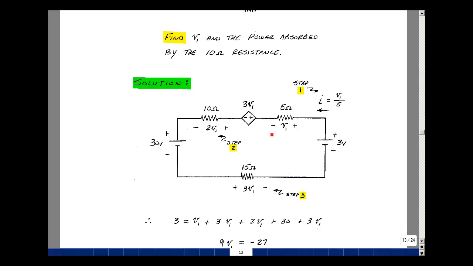Since the voltage across here is V1, let's find the current I that flows through all these elements. V1 divided by 5, that's going to flow through here and get multiplied by 10. V1 divided by 5 times 10 is 2V1. That same current flows through here. And now we have V1 over 5 times 15, which will give us 3V1.